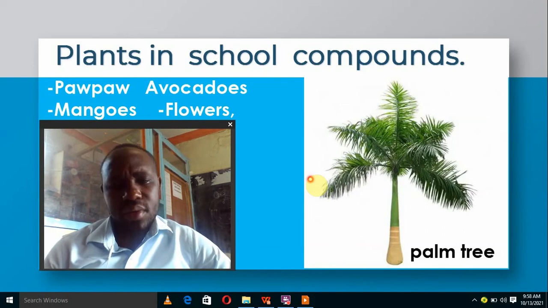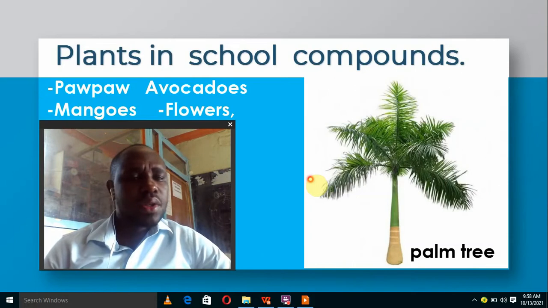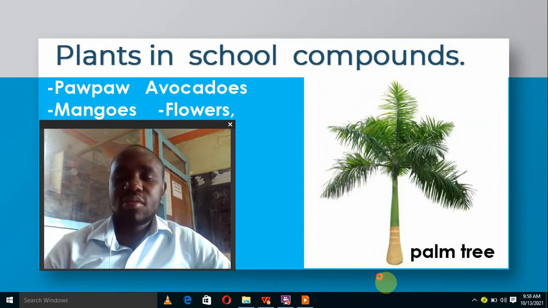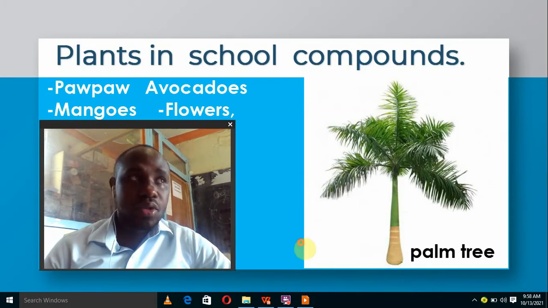I just listed a few of them, like the pawpaw, the avocados, mangoes, flowers. We even have a palm tree. I think this one is so common in our compounds, mainly the school compounds, the palm tree, as you can have a look at it. We have got the natural one, but this one is a more improved palm tree. When you move around at your home, in the bush, you'll find other species of palm tree, but this one is now the main one.